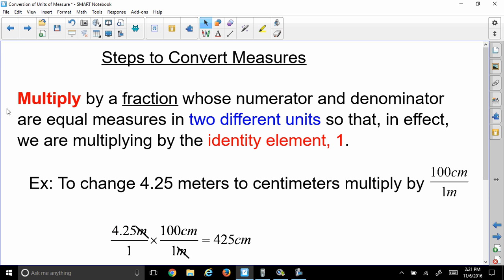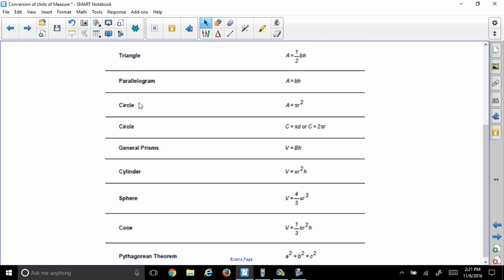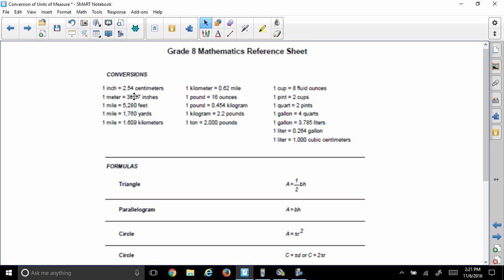So let's remember one thing that's nice and handy. You do get a reference sheet, grade 8. Here's the reference sheet, has a few more formulas there. So I see Pythagorean theorem on the bottom. So you do get some conversion measures there. So you should take a look at them. Some you should know and memorize, but it's nice to have the sheet.